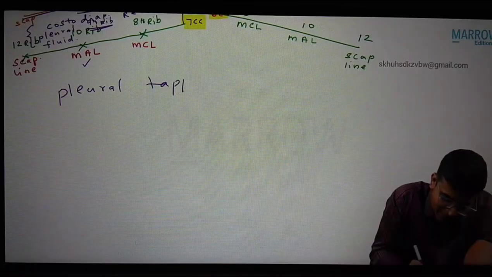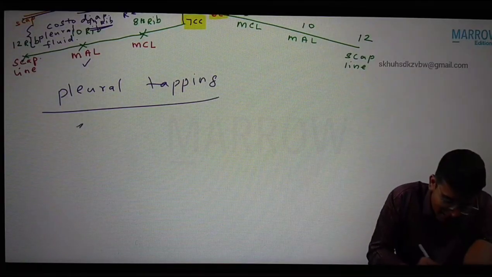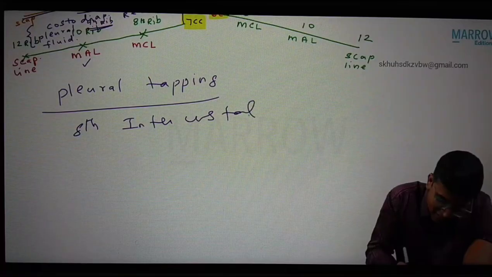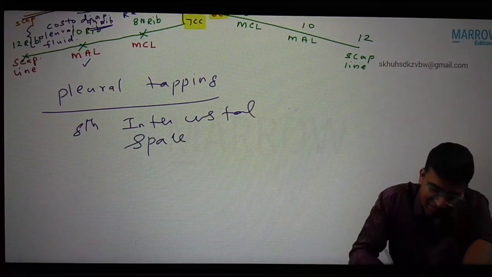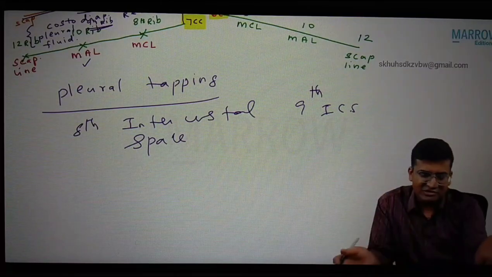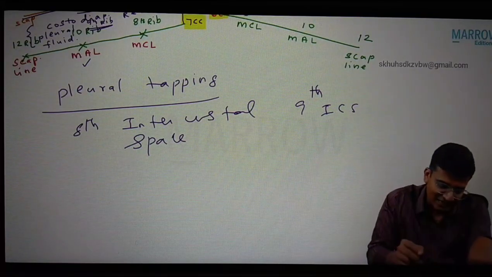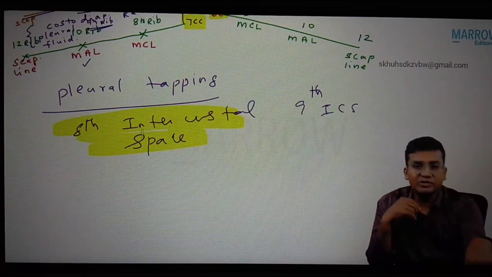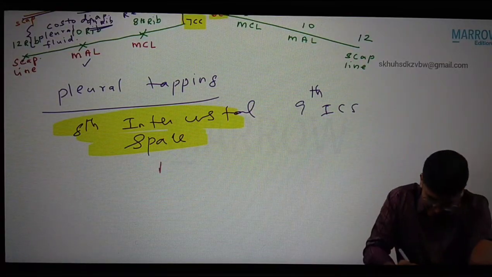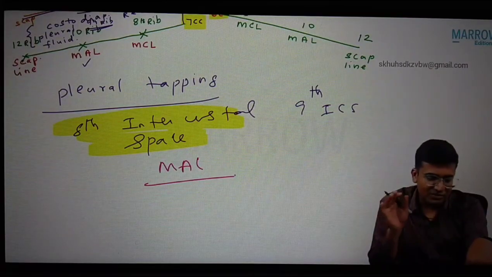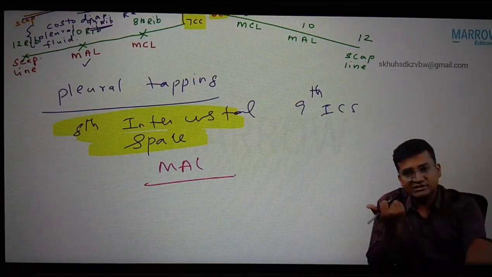Pleural tapping is done in the 8th intercostal space or 9th intercostal space. We can do the pleural tapping in any of these spaces, but most commonly it is done in the 8th intercostal space. That is where we do pleural tapping. In which line? Mid-axillary line. Right. That's all about the lines of reflection.